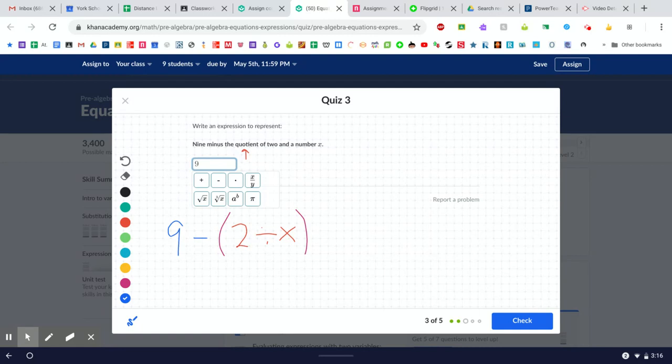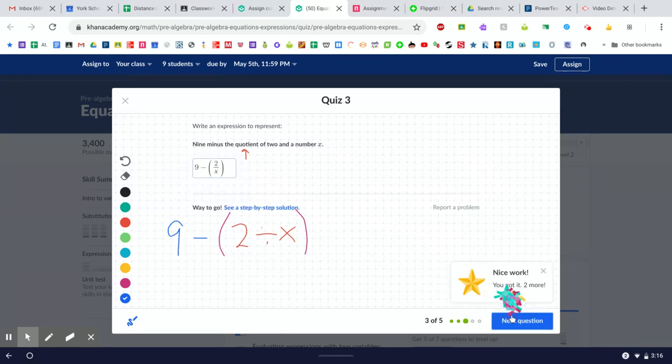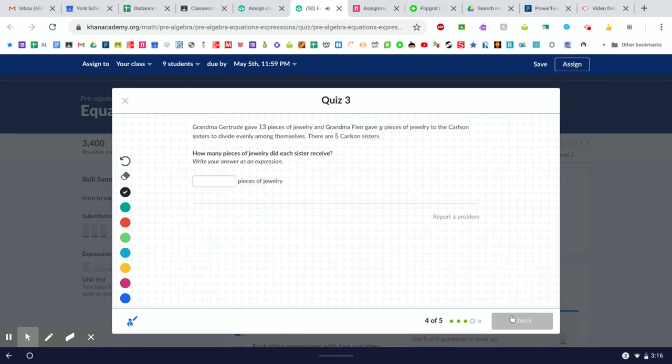So let's go ahead and find out. 9 minus parentheses, and then I'm going to do 2 divided by x. I'm nervous because I'm not feeling totally confident about this. Here we go. 3, 2, 1. Oh, did it. All right, next one.